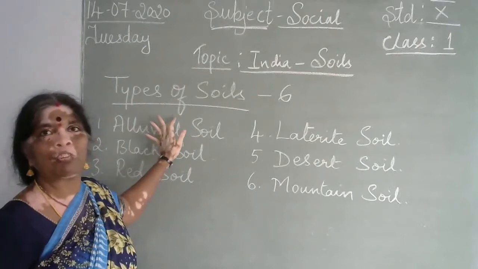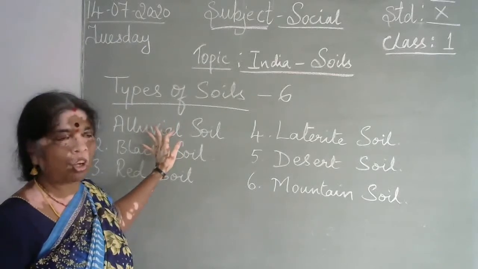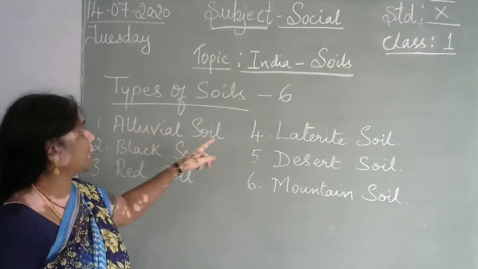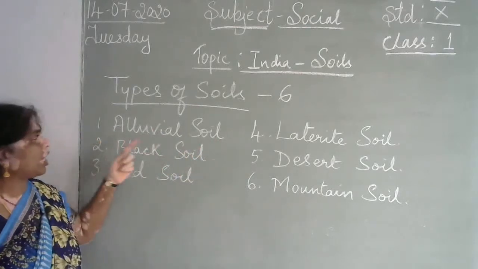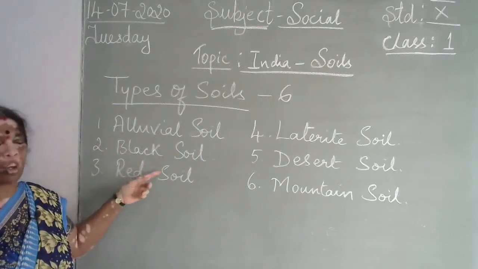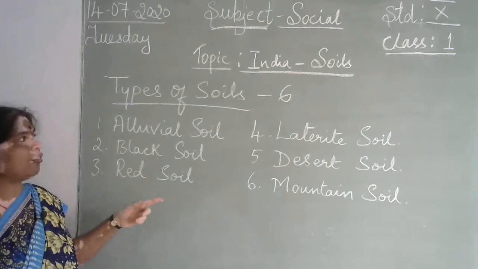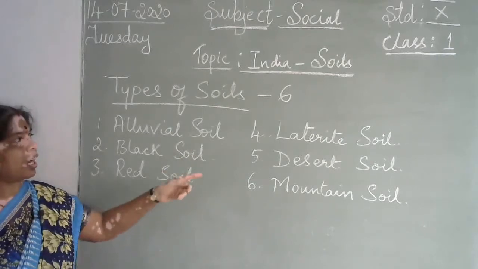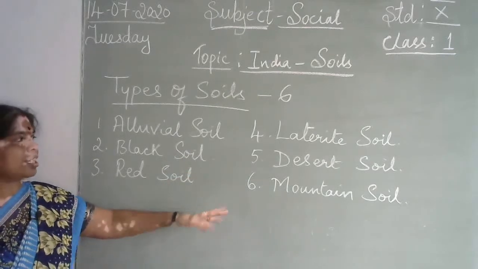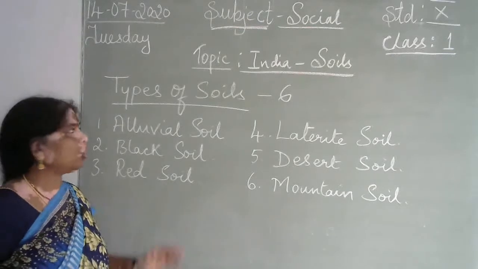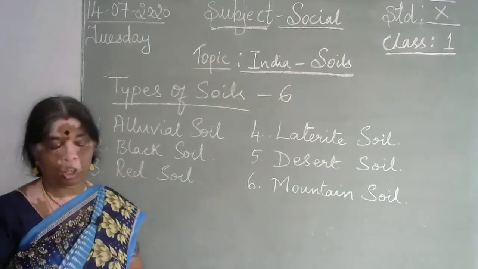Now, what are the types of soil? Next topic we will go for. Soils are of 6 types. First is alluvial soil. Second is black soil. Third is red soil. Fourth is laterite soil. Fifth is desert soil. Sixth is mountain soil.